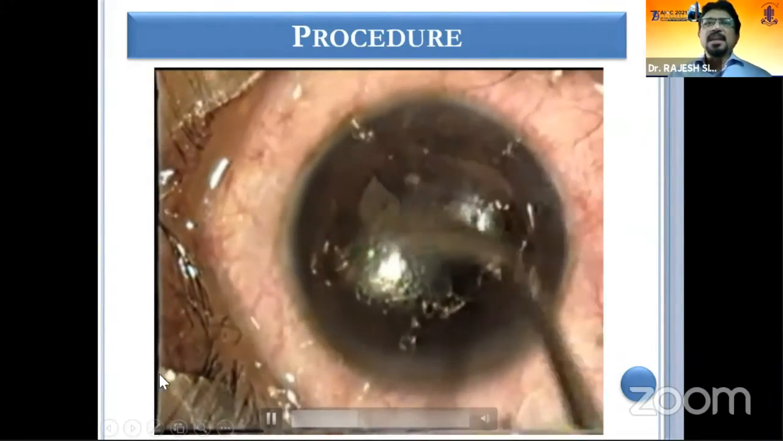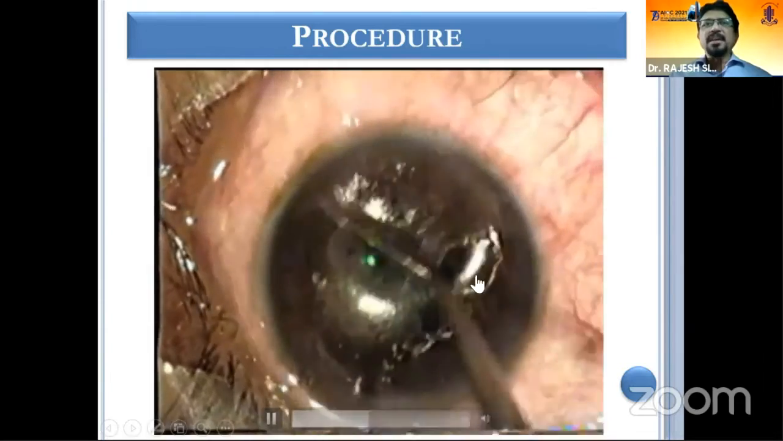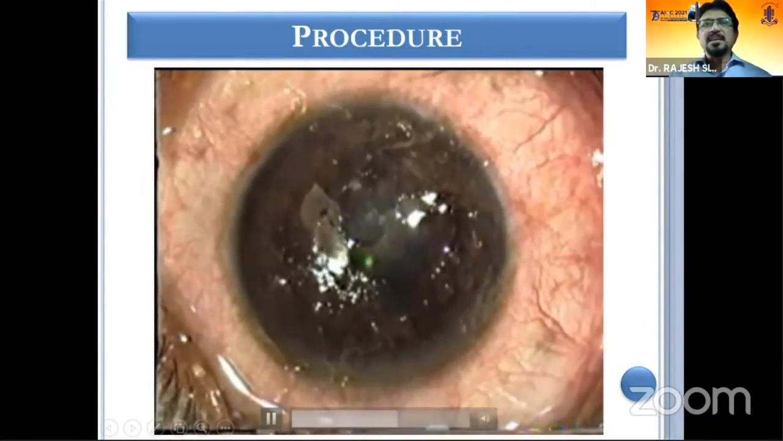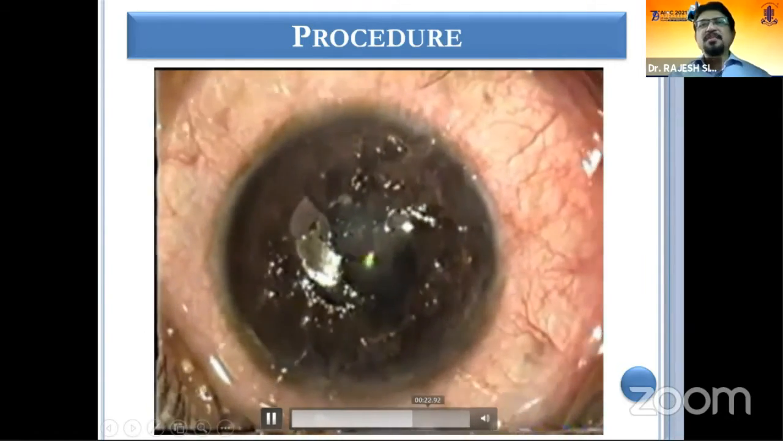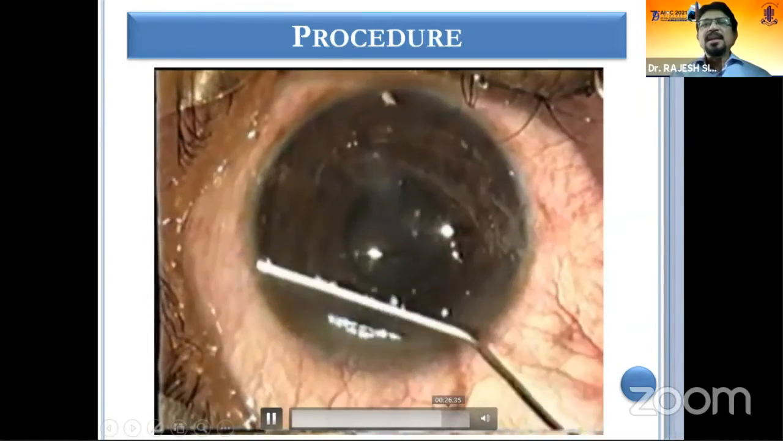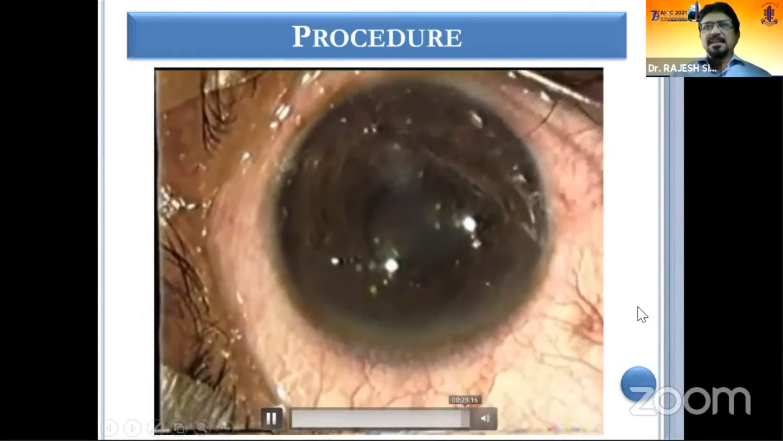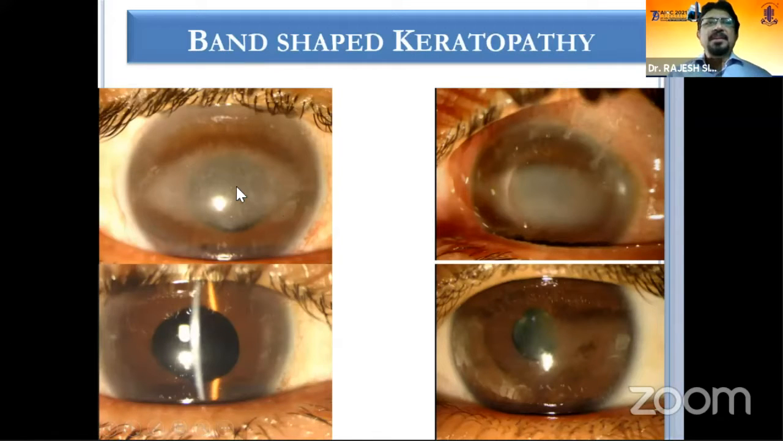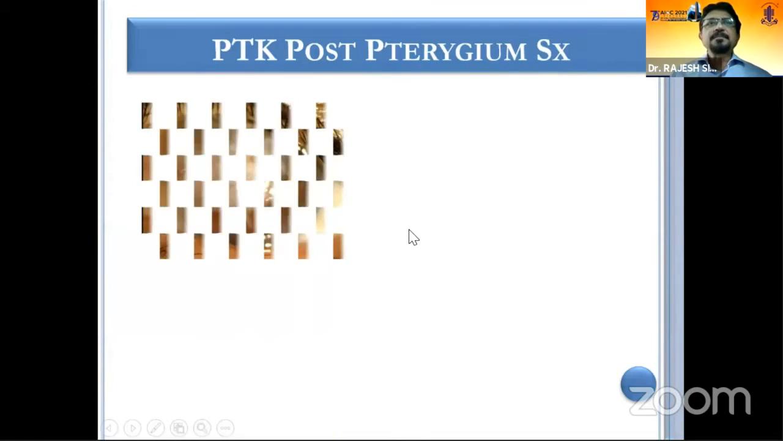This is a case of a band-shaped keratopathy wherein the epithelium is debrided and then excimer laser is used to ablate the superficial stroma so that the opacity is removed, and then you clean it up, put a bandage contact lens, and that is it. And you can see there are certain conditions which can be very nicely managed by PTK, like pre-op Reis-Bücklers dystrophy, improving to this condition. Band-shaped keratopathy, 2 examples, improving quite significantly.